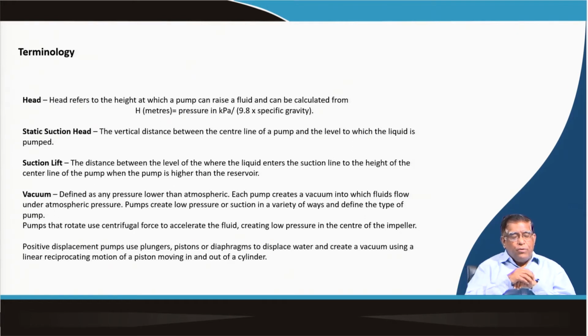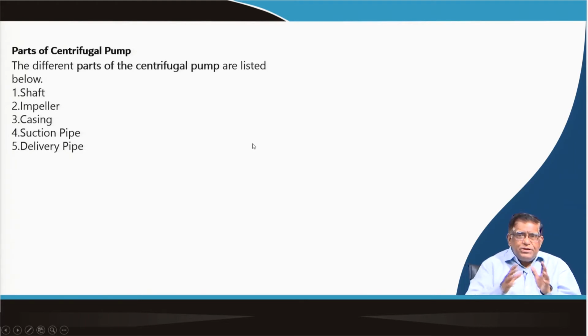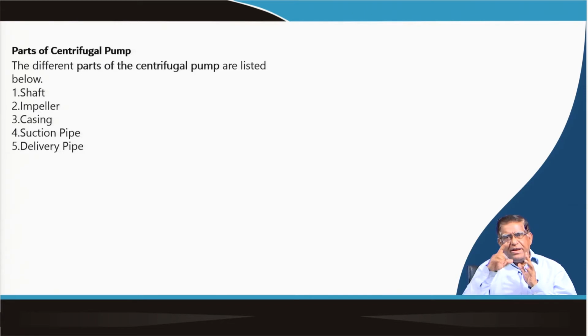A pump creates low pressure or suction in a variety of ways, and the way that suction or vacuum is created gives the particular type of pump. The positive displacement pumps, we have said, use plungers, pistons, rods and things like that. If we think of a centrifugal pump, where exactly by rotation we want to create the suction, how is this done?